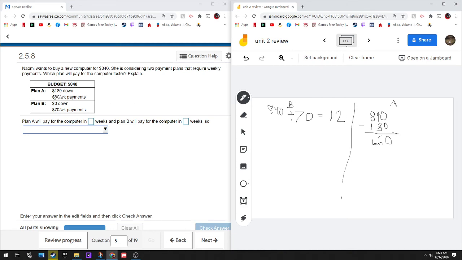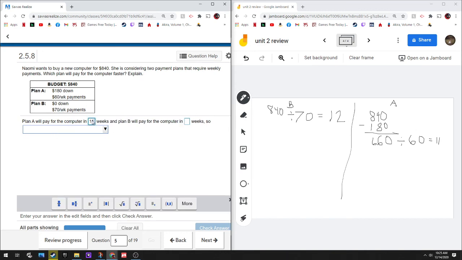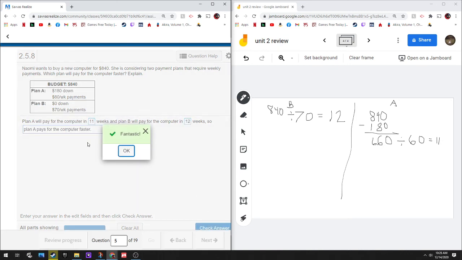And then it says that she pays $60 per week. So I could take that 660 and divide that by the $60 she pays per week, and that gives us 11 weeks. So she pays a little bit down, and even though she's paying a little bit less, it only takes her 11 weeks. So plan A pays for the computer in 11 weeks. Plan B will pay for the computer in 12 weeks. So plan A pays for the computer faster.